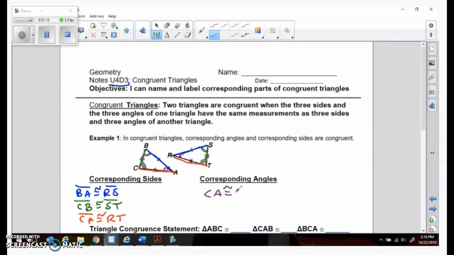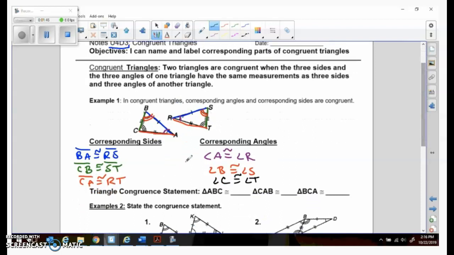All right, and it's the same for the angles. So angle A is congruent to angle R. We know that because they have one arc. Then angle B is congruent to angle S. We know that because they have two arcs. And let's try the last one. That leaves angle C being congruent to angle T.